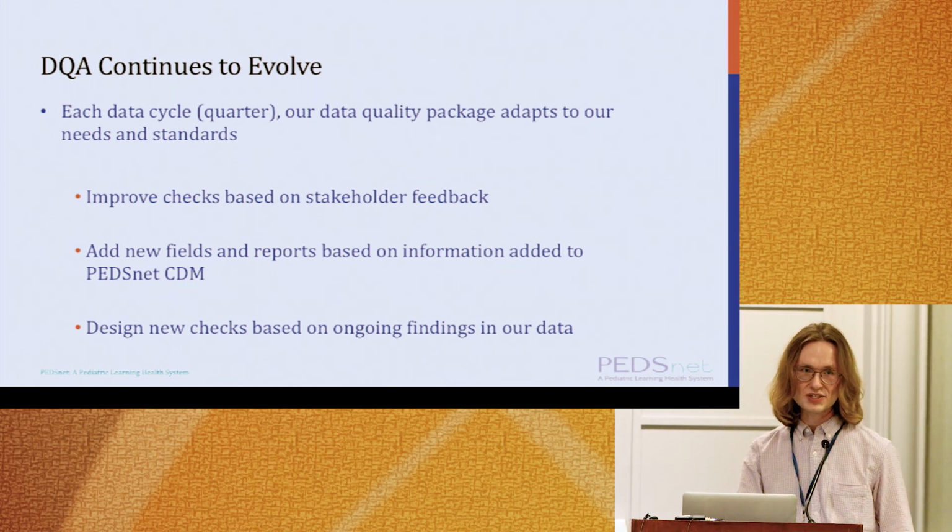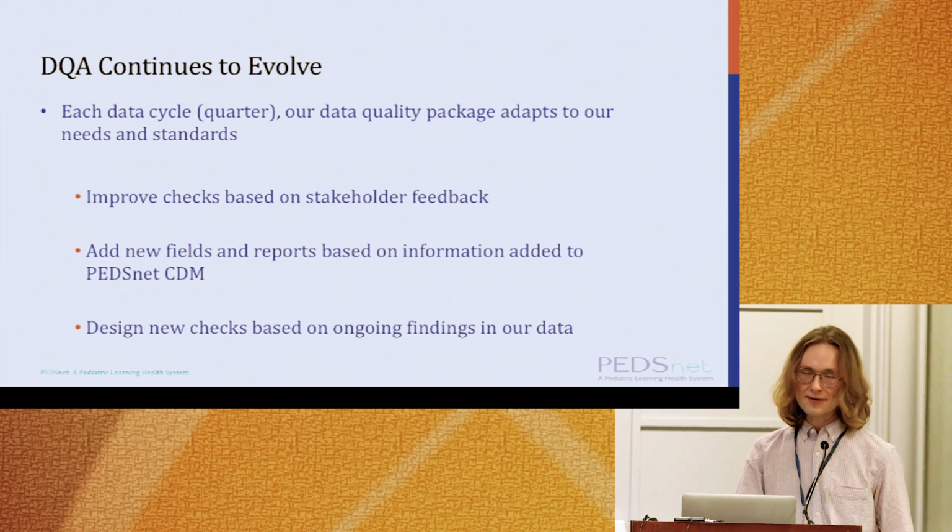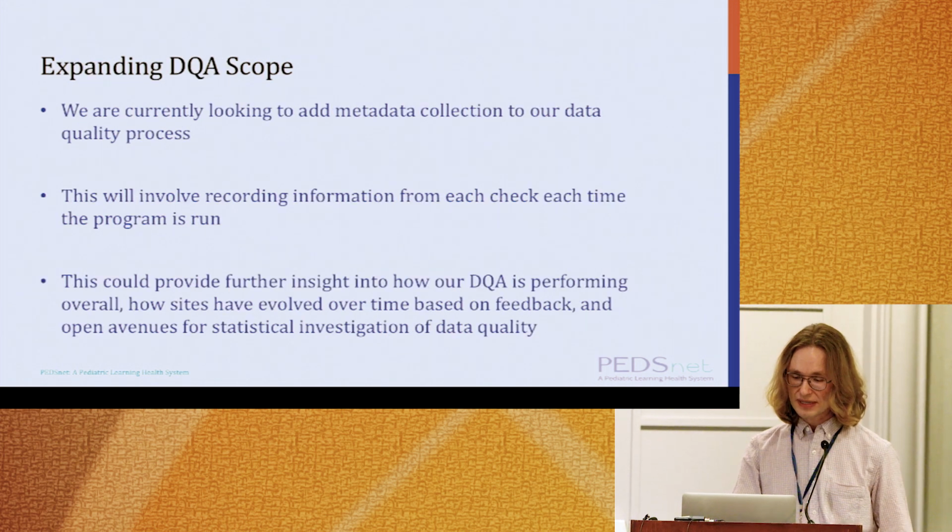So if something is continuously going wrong and we noticed that in our studies, then we would try to develop a check in our DQA in order to capture it at this point. On top of that, we're also looking to add a little bit more metadata to our overall DQA process.